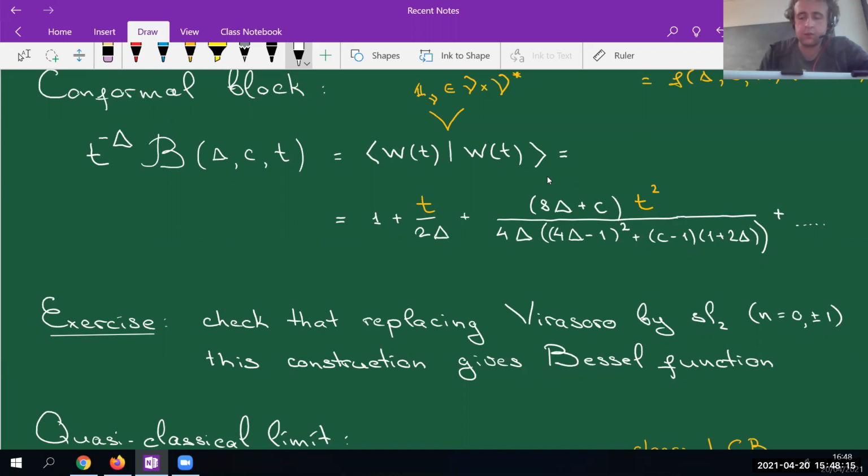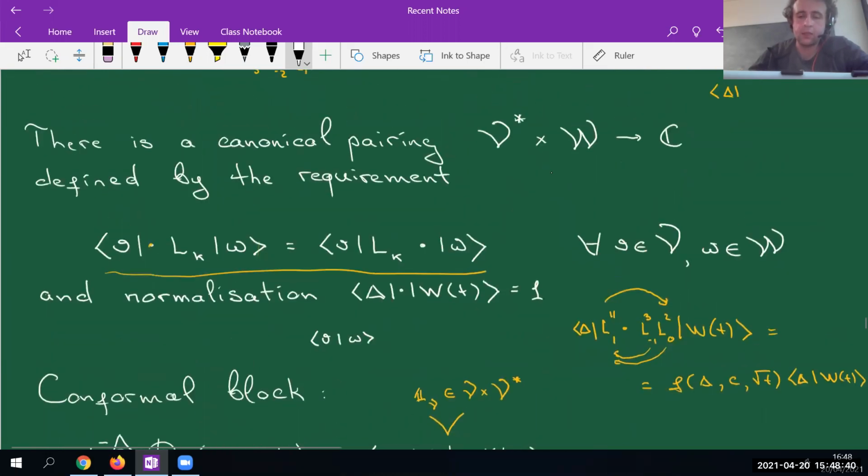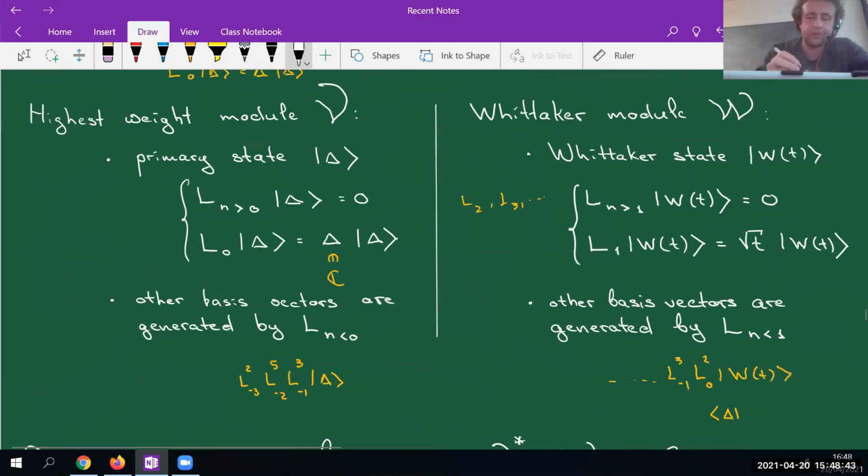So you restrict to the subalgebra generated by L0 and L plus minus 1, and then try to compute this B, the norm of the Whittaker vector, along the very same lines. The advantage is that in this case you can do everything very explicitly, because essentially the structure of the highest weight and the Whittaker module is much simpler. You don't have many generators.